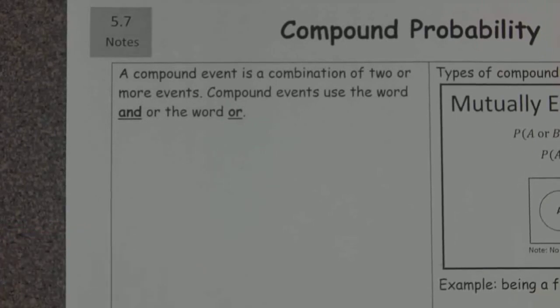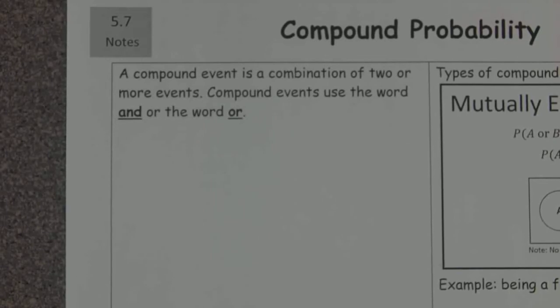Okay, this is Note-Taking Guide 5.7 for Mathematical Decision Making for Life. So we've been talking about probability, you guys, but today we're going to talk about compound probabilities. A compound event is a combination of two or more events. So any kind of probabilities that would have more than one thing happening.